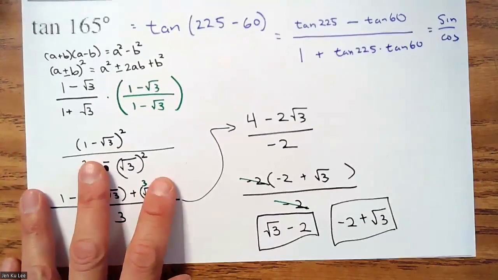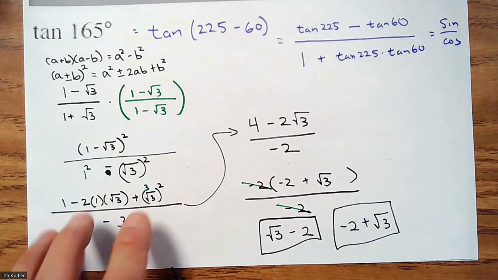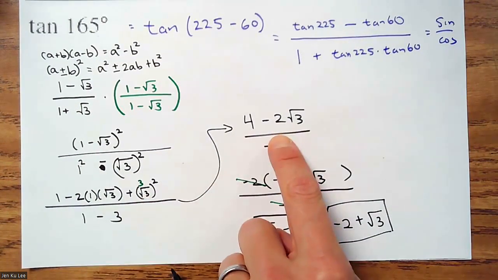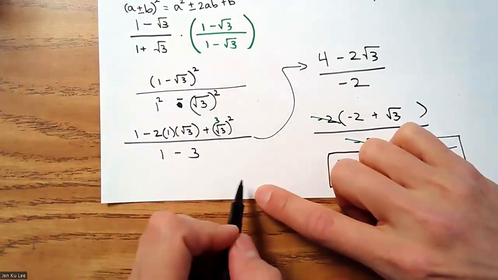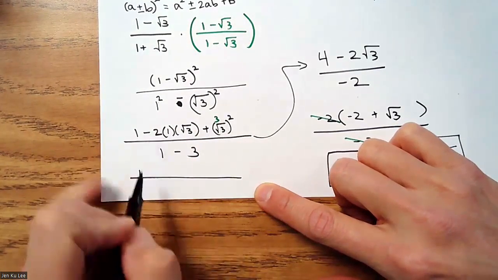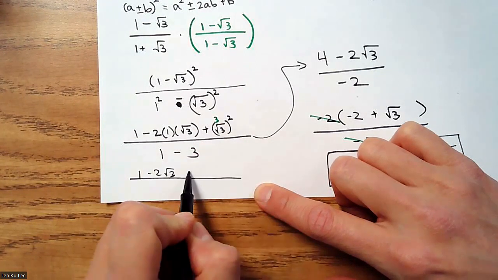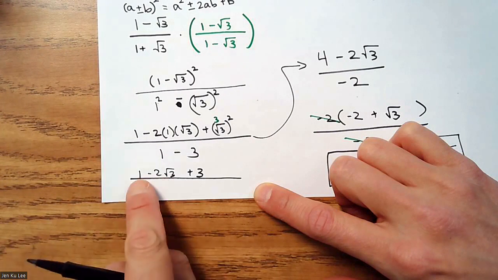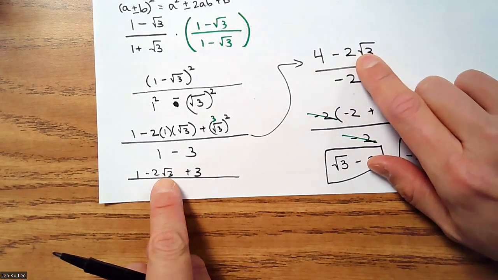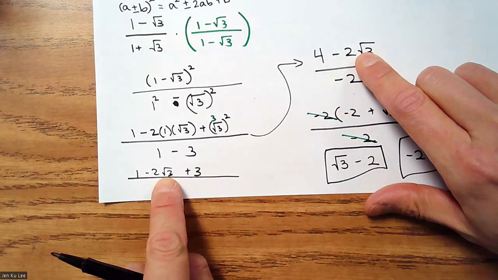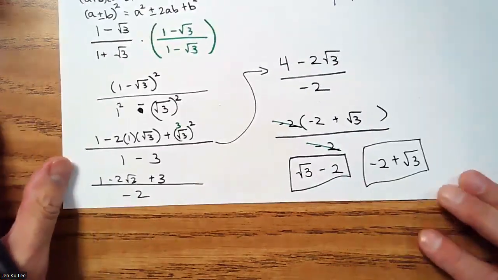Okay, so that is the tangent of 165. This one to this one, I'm going to put in another step in here. So that's 1. That's minus 2 square root of 3 plus square root of 3 squared. That's plus 3, right? So 1 plus 3 is 4. And then minus 2 square root of 3. And then 1 minus 3 is negative 2, right? That's how I got negative 2.